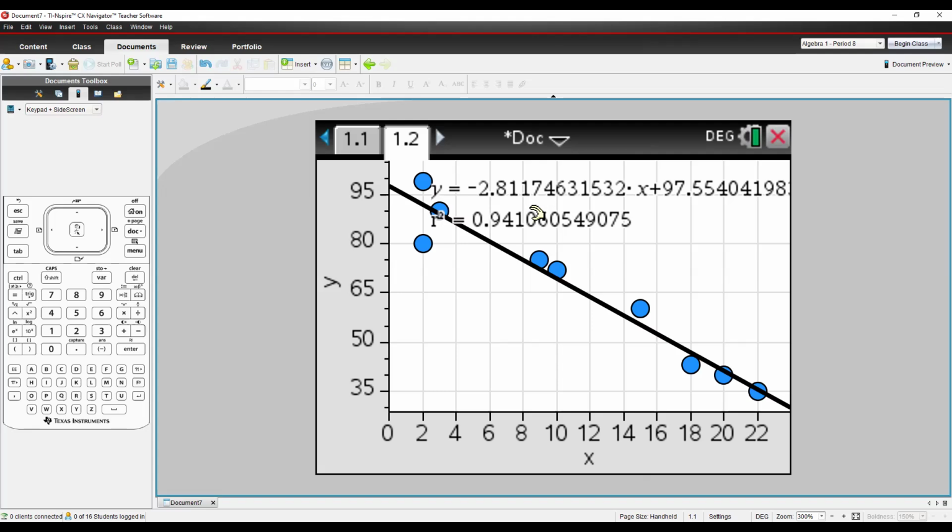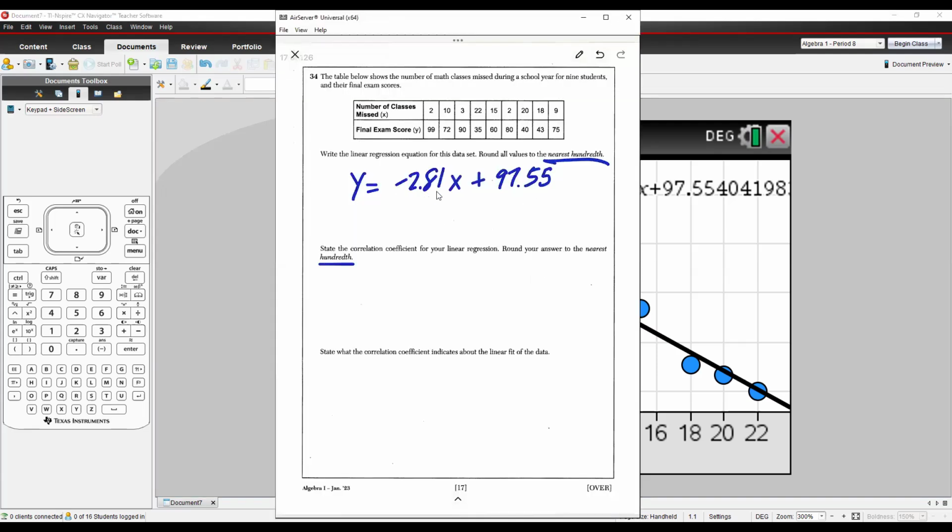I'm going to write this on my iPad. It's y equals negative 2.81x plus 97.55. If you look at what I wrote, I got negative 2.81x. It's always got to be an x. You can't leave that off. And then the y-intercept is 97.55. I rounded it to 2 decimal places. We're good. So this is worth 2 points.